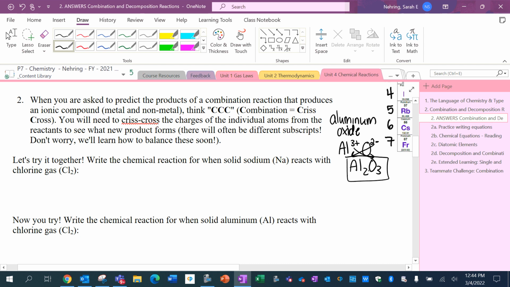So aluminum oxide would be Al2O3. When we're predicting products, we're going to find that all of our products are going to be ionic compounds. And so to figure out the formula of the ionic compound, you've got to do a little crisscross here. All right, so let's try one.